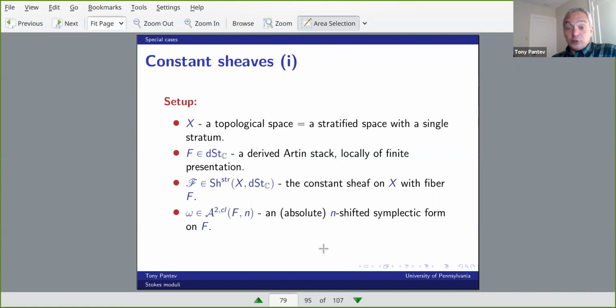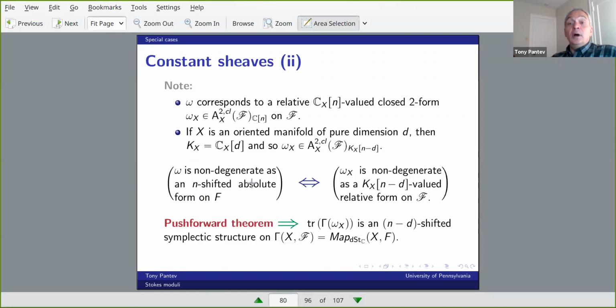Well, if you have an actual symplectic form on the given stack F, the fiber of our constant sheaf, it does give you a relative closed form, which has values in the constant sheaf shifted by n. And when X is an oriented manifold of pure dimension D, then the dualizing sheaf is the constant sheaf shifted by D. So you can view this global form on the fiber as a relative form with values in the dualizing sheaf shifted by n minus D.